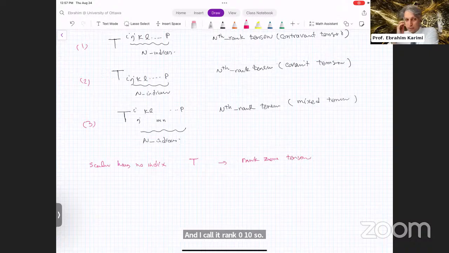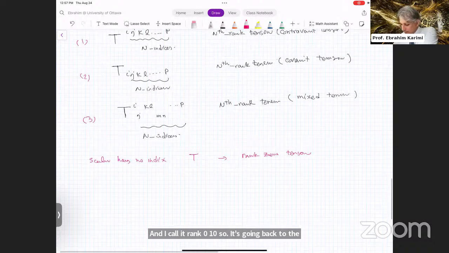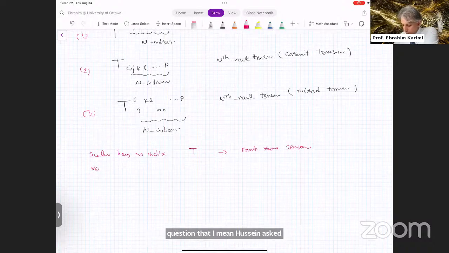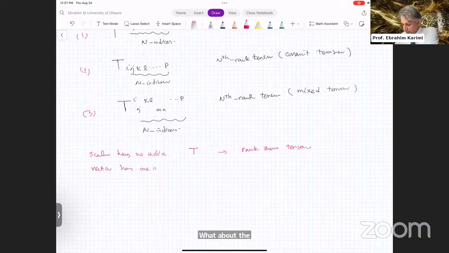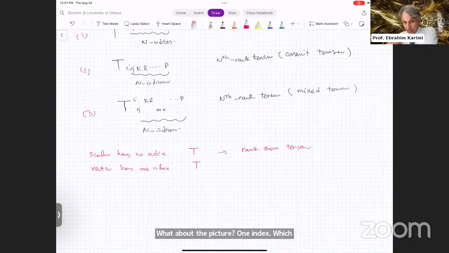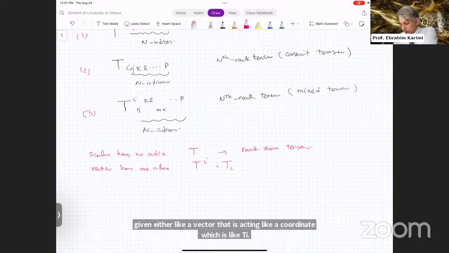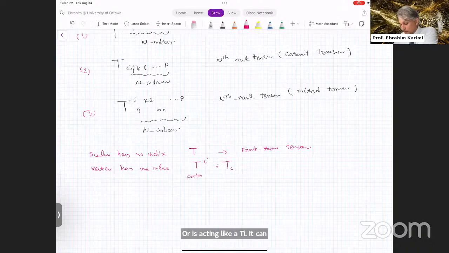It's going back to the question that Amir Hussein asked. What about the vector? A vector has one index, which is given either like a vector that is acting like a coordinate, which is like T superscript i, or is acting like a T subscript i. It can be contravariant, or it can be covariant. I call it a rank 1 tensor.